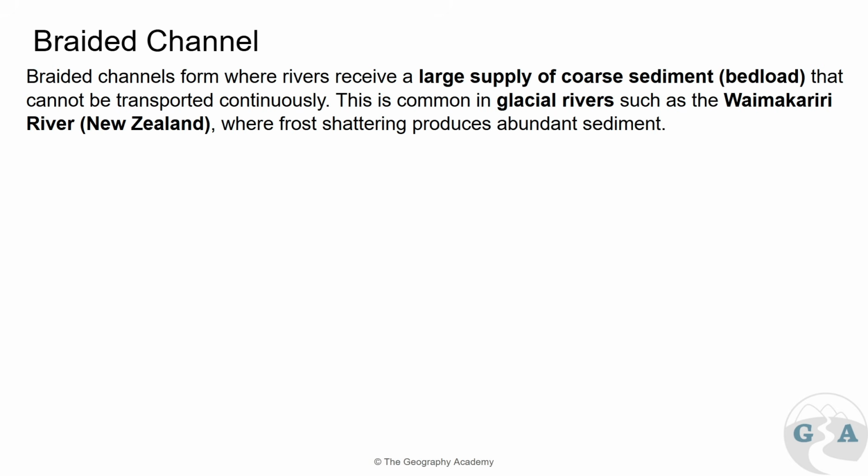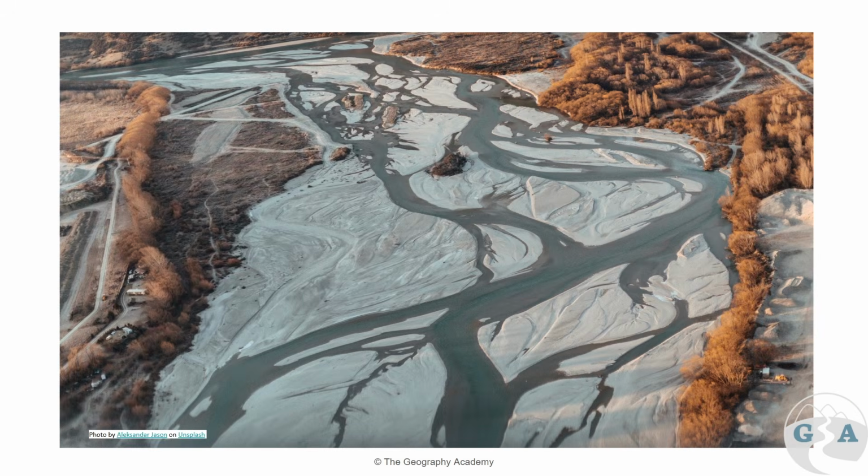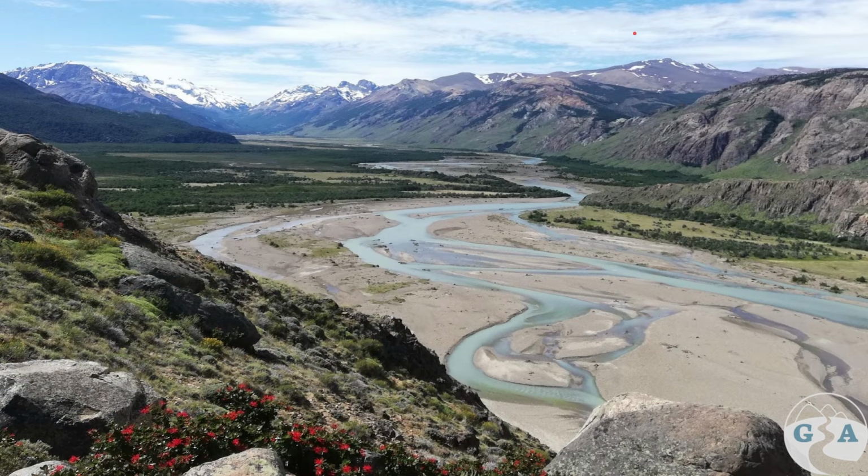So let's go through this one together here. Braided channels form where they receive a large supply of coarse sediment, or bed load, that cannot be transported continuously. This is common in glacial rivers, such as the Waimakariri River in New Zealand, where frost shattering produces abundant sediment. Frost shattering is another term for freeze-thaw weathering. So that is putting you in the situation where you understand that it's going to be in that kind of environment where large amounts of sediment can come down from the alpine environment there.